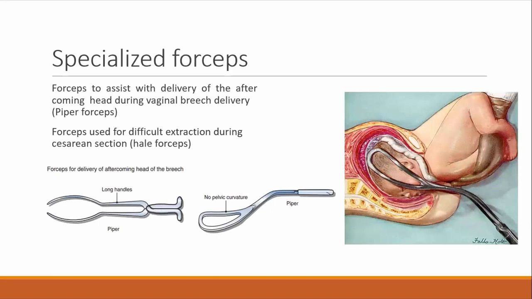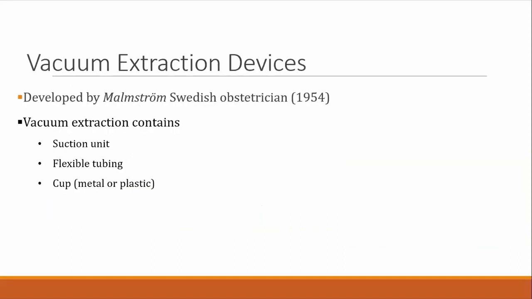It has long handles so that it can support the baby's chest during the application of the Piper's forceps in after-coming head. So based on the function we design, there are multiple types of design. But when we come to vacuum extraction devices, they are usually for extraction, or we need them for traction. They were developed around 1954 and usually have the suction, the flexible part, and the cup.